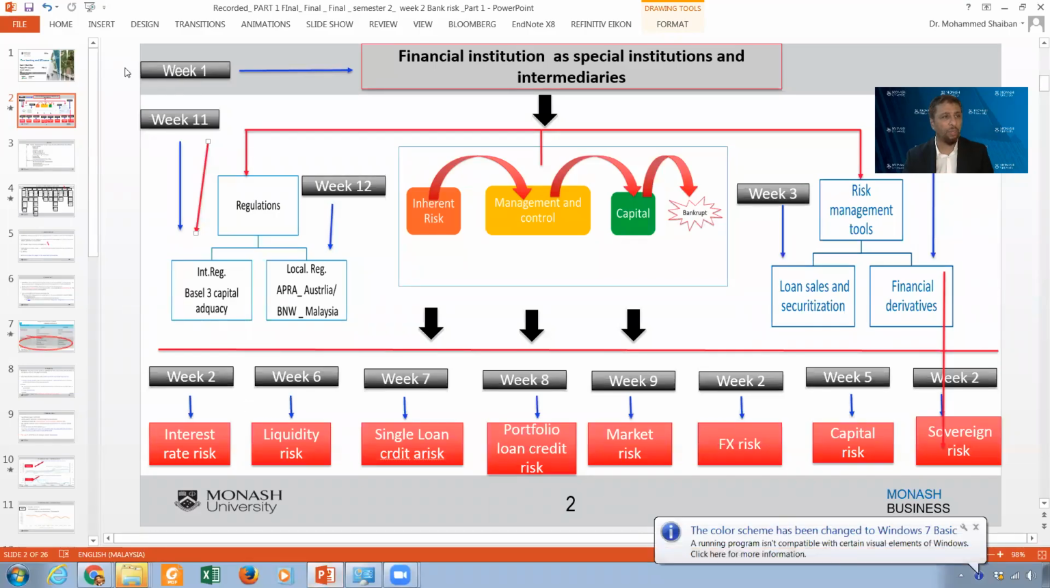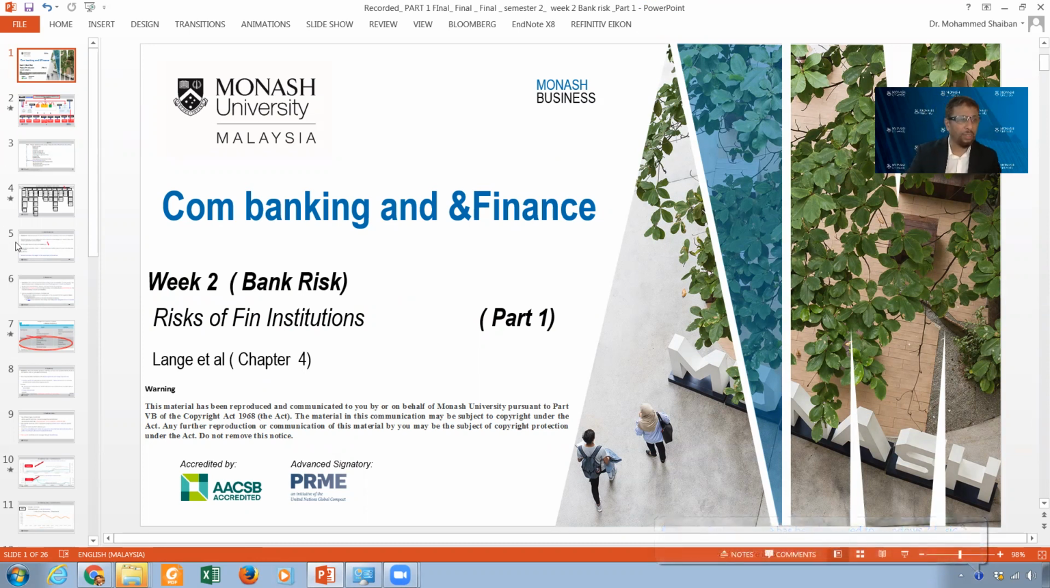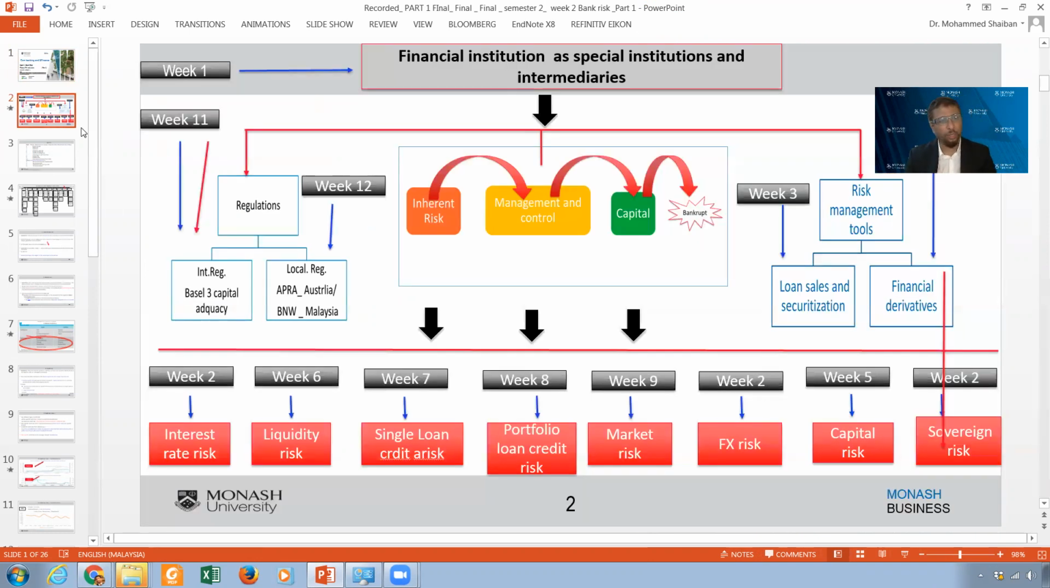So this is the subject of today, which is the risk of financial institutions. If I refer to this map, which is the map of our unit, then we are talking about so many risks. We have the interest rate risk here, the liquidity risk here, the single loan risk here, portfolio risk, market risk, foreign exchange risk, capital risk, and sovereign risk.